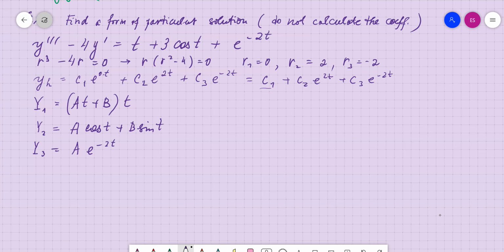But if you look at the homogeneous solution over here, we are going to see that this is already a solution of the homogeneous equation. So we need to multiply it by an extra t to make it different. And that's going to be all my functions. So my particular solution here is going to be the sum of y1 plus y2 and plus y3. And if you have half an hour of your time, you can plug everything into the equation and find those constants.